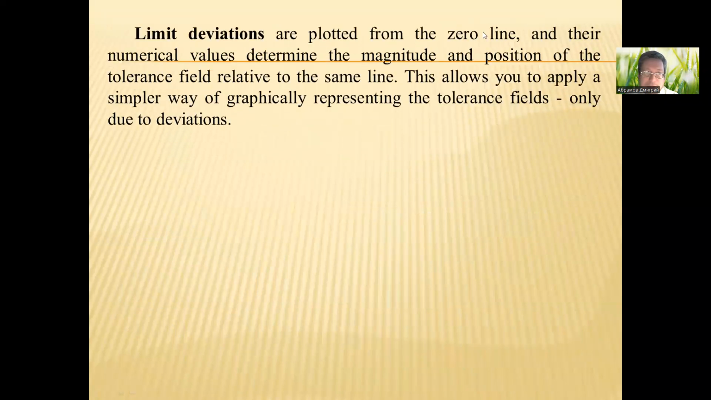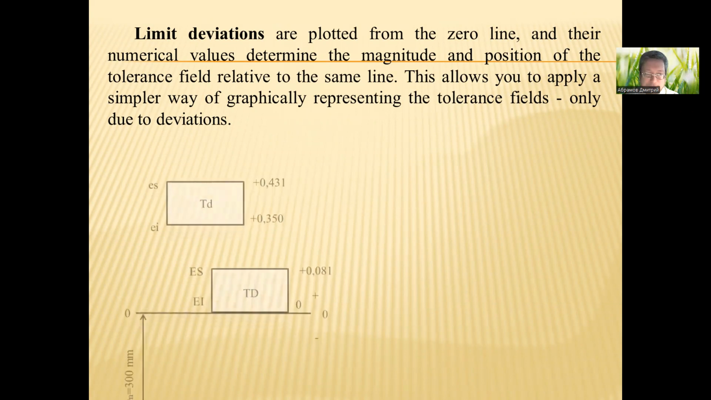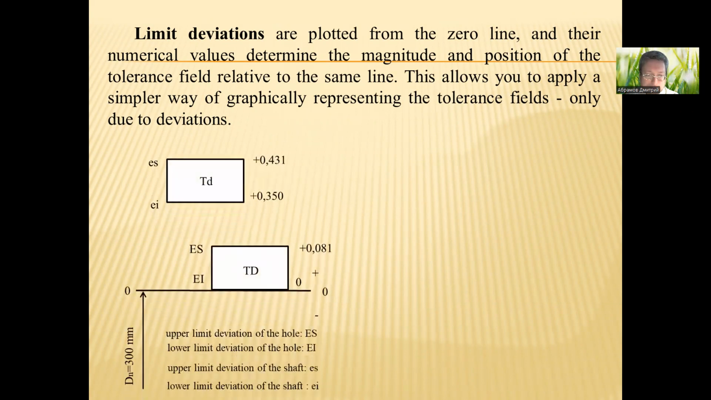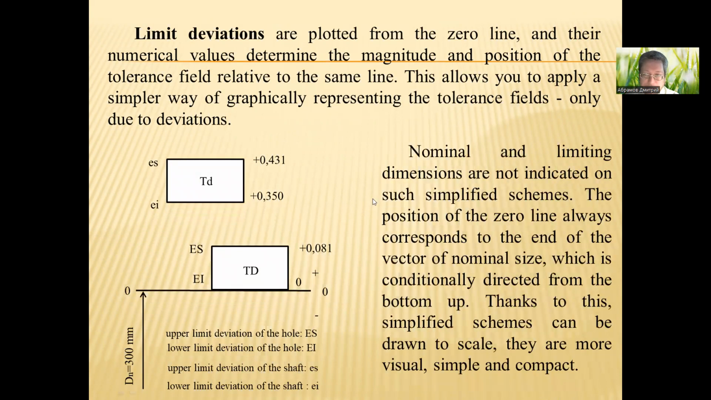Limit deviations are plotted from the zero line, and their numerical values determine the magnitude and position of the tolerance field relative to the same line. This allows you to apply a simpler way of graphically representing the tolerance fields only due to deviations. Nominal and limiting dimensions are not indicated on such simplified schemes.